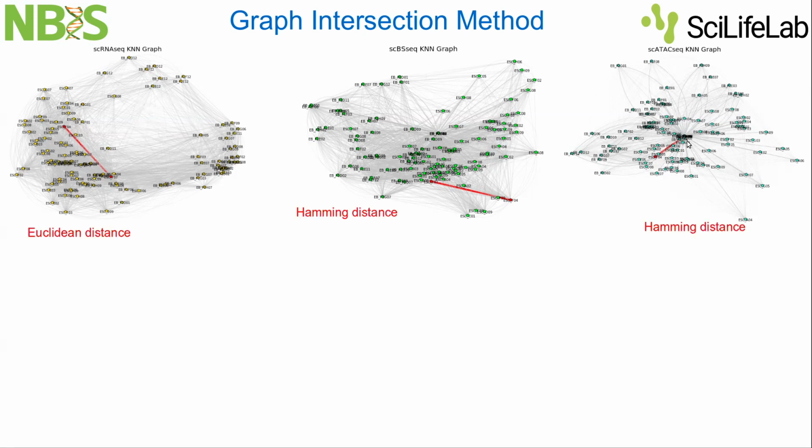First of all, a nice thing about graphs is that you can specify an appropriate distance. For example, for RNA-seq, maybe Euclidean distance is good enough, while for ATAC-seq and bisulfite-seq, those are binary data, essentially 0, 1. Maybe Hamming distance is better suited for binary data than Euclidean distance. But once you have computed these graphs, they don't remember anything about the original technologies they were produced by.